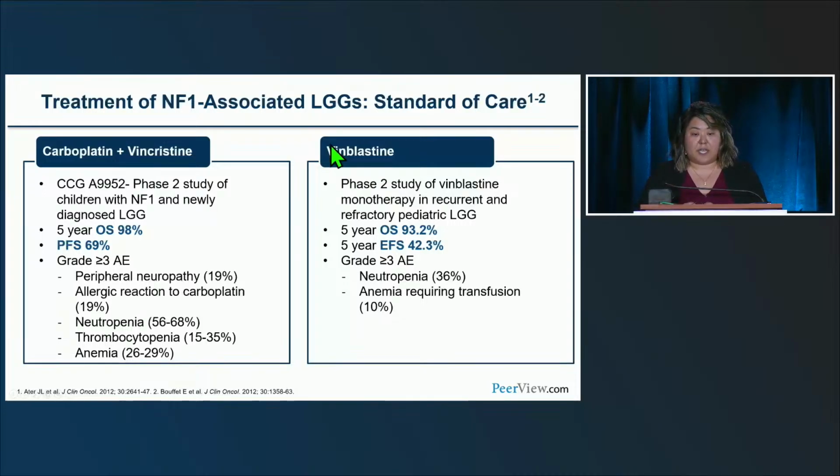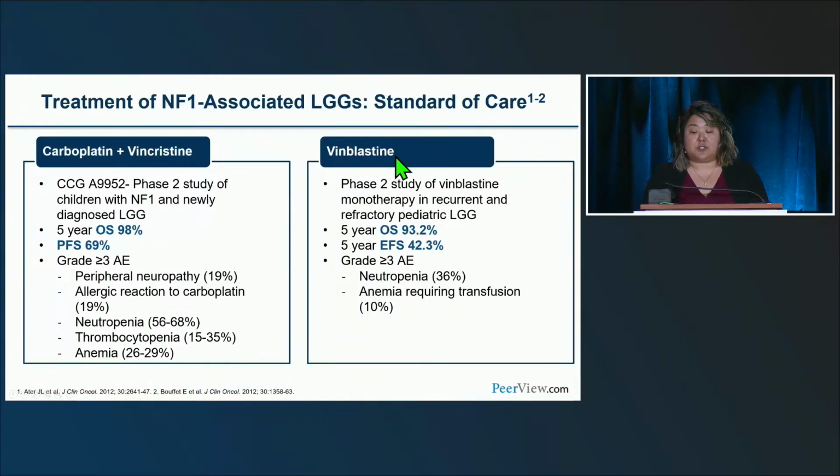But in terms of standard of care, for the treatment of NF1-associated low-grade gliomas, carboplatin vincristine has been the gold standard for quite some time. This was based on the results of the CCG 89952 study, which was a phase 2 study looking at kids with NF1 and newly diagnosed low-grade gliomas. Overall survival, excellent. Progression-free survival, about 70%. That's great. However, if you're looking at the adverse events, there were quite a number of side effects secondary to this treatment.